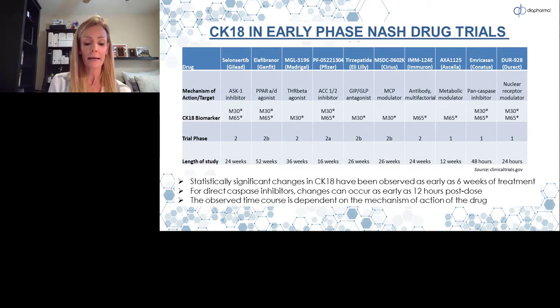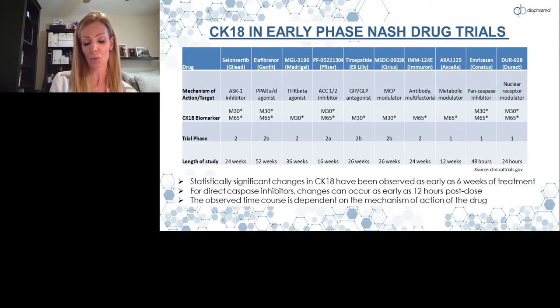Shown on this slide is just a small selection of early phase NASH trials that have used CK18 as a biomarker. This is certainly not meant to be an exhaustive list, but I just wanted to illustrate the variety of mechanisms of action of the different drugs, the different trial phases, and the differences in duration of the studies where CK18 has been applied. Some of the trials used both of the CK18 biomarkers, so both M30 and M65, and some only used one to assess either apoptosis or to capture total cell death. But in each of these studies, drug treatment caused a decrease of these biomarkers over baseline values.